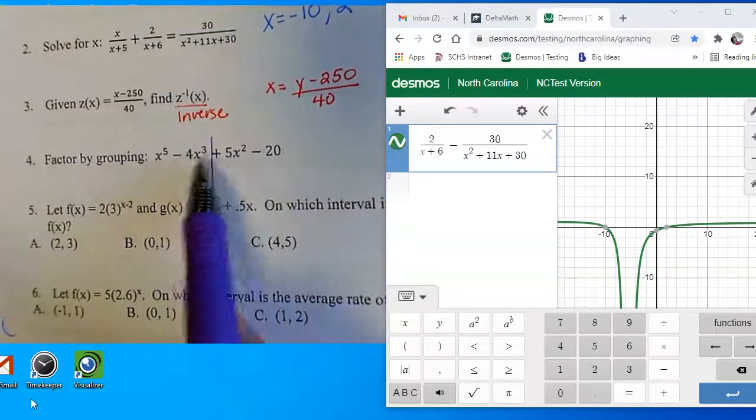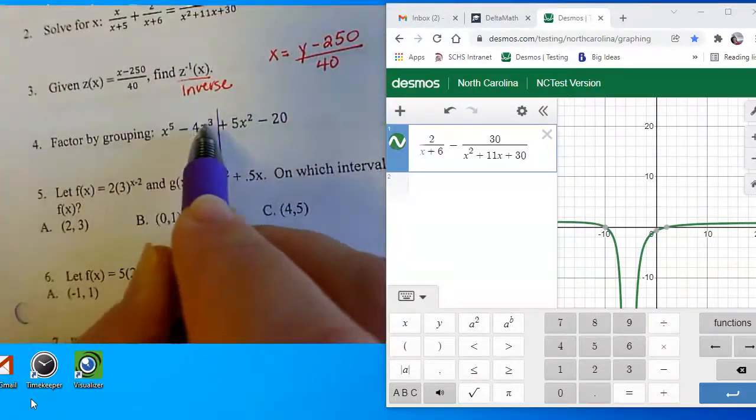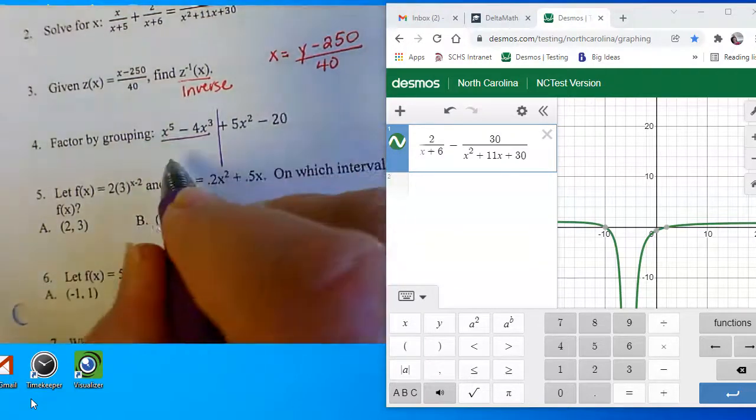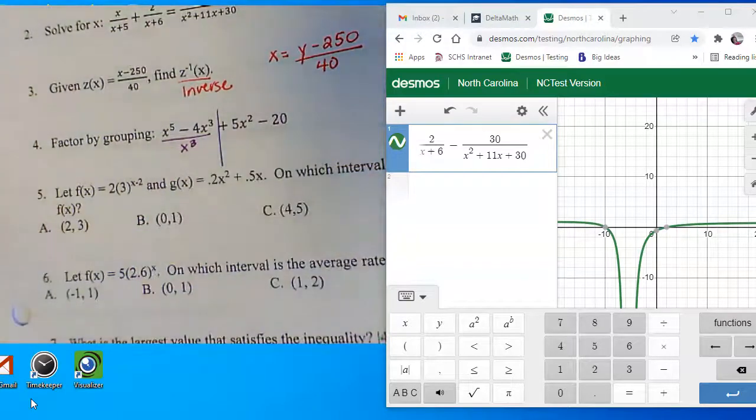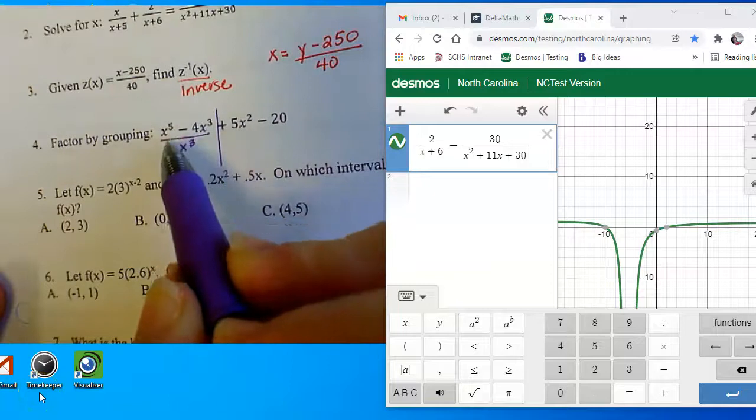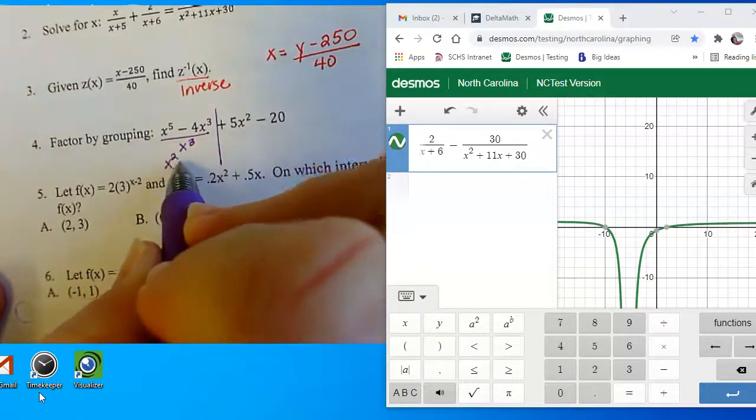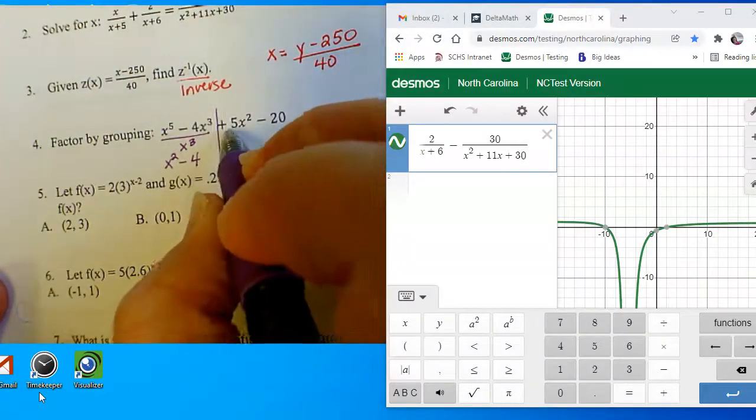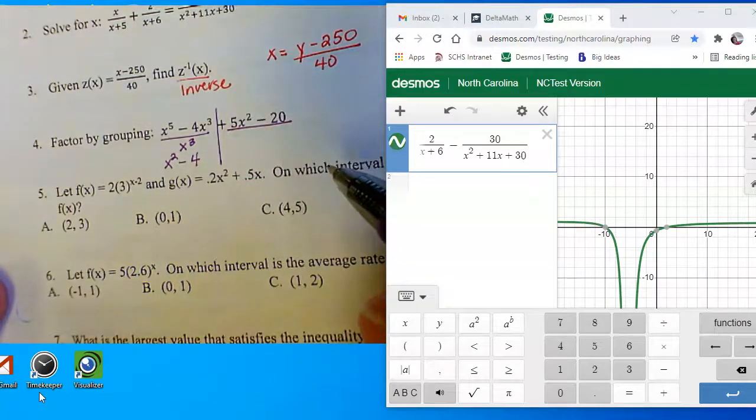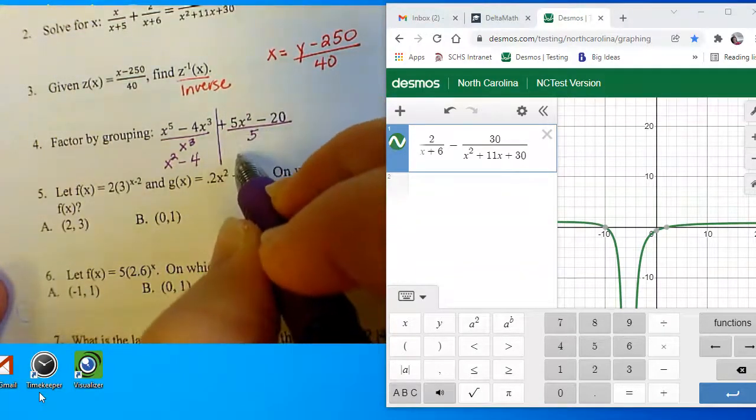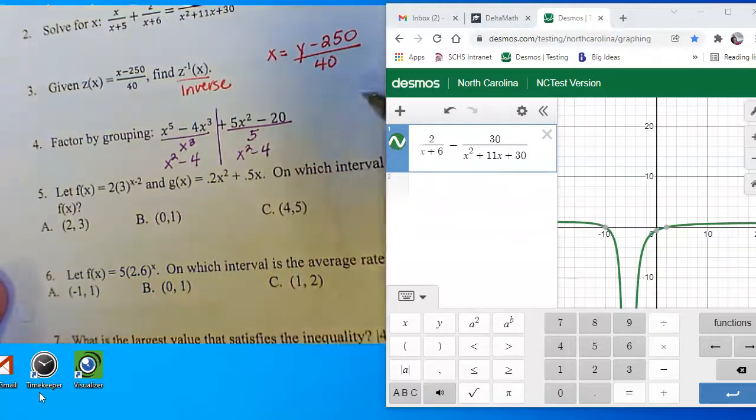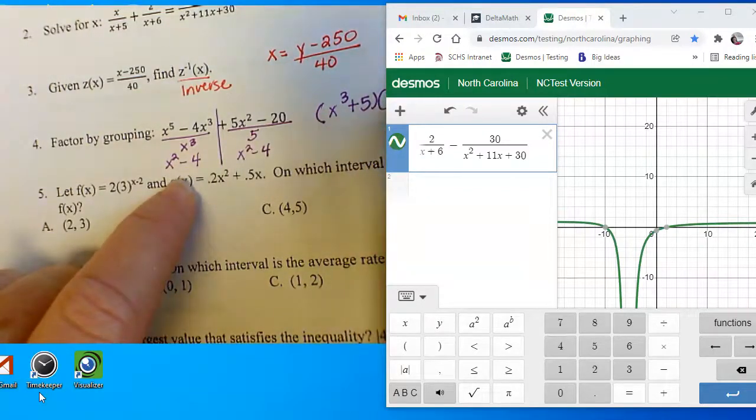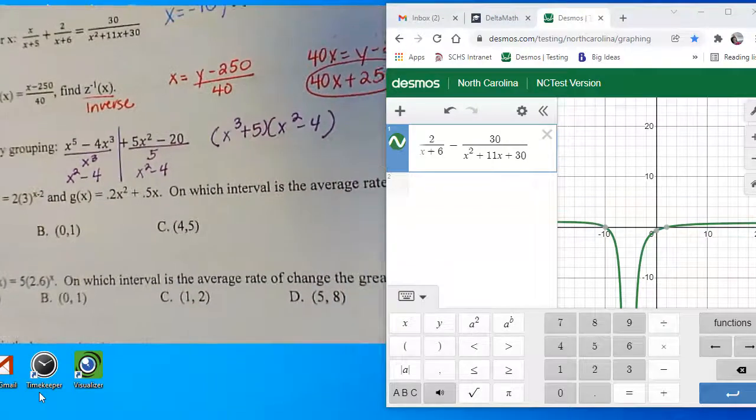So after you get to the point that you have 4 things, you find the things that are in common here. So what's in common between x to the 5th and 4x to the 3rd? When I divide out the x to the 3rd, you end up with x squared minus 4 right there, because you're taking out 3 of the x's. What's in common here between 5x squared minus 20? 5. And what are you left with? X squared minus 4. And then so when I continue this, I've got x to the 3rd plus 5, x squared minus 4. Now that's our first step in factor by grouping.